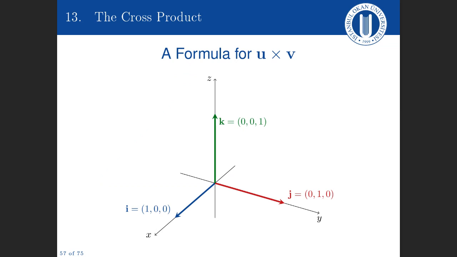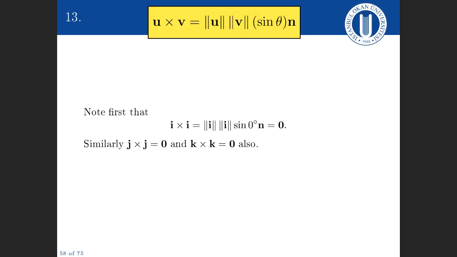Before we go any further, we're going to need a formula for u cross v. And we're going to be using the standard unit vectors i, j, and k. Now, the first thing to note is that i cross i is the norm of i times the norm of i, times sine 0 degrees, times n. But sine 0 is just 0, so i cross i must be just the 0 vector. For the same reason, j cross j is 0 and k cross k is 0.